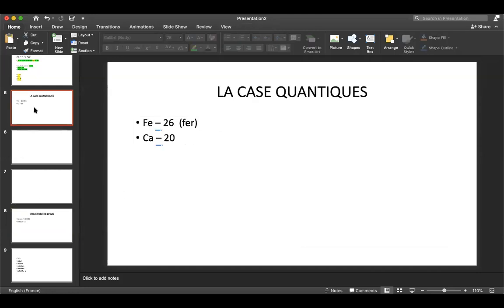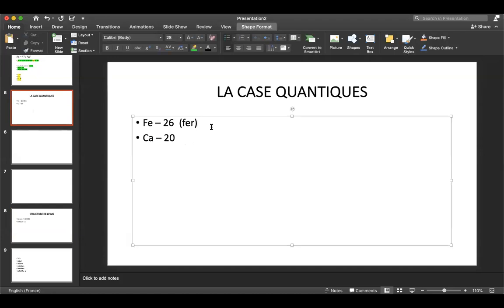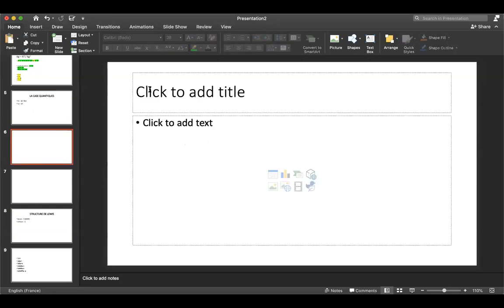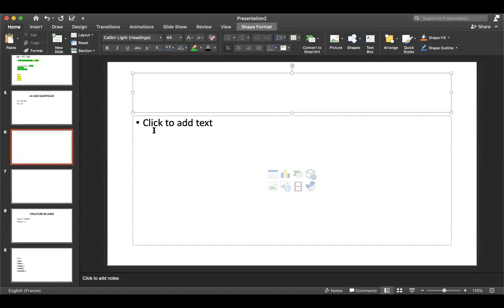So please, la case quantique, c'est la même chose. Now, I'll have two presentations. The first one will be for fer, and the second one would be for calcium.